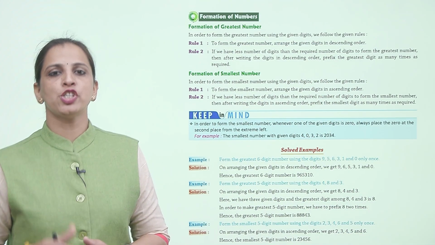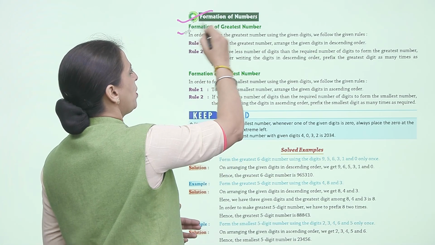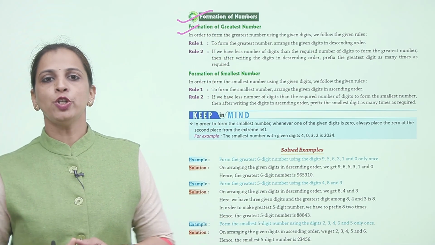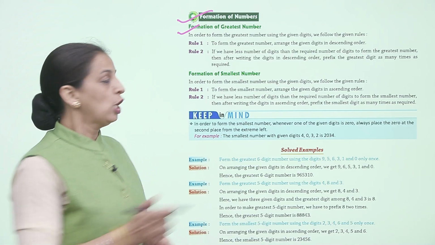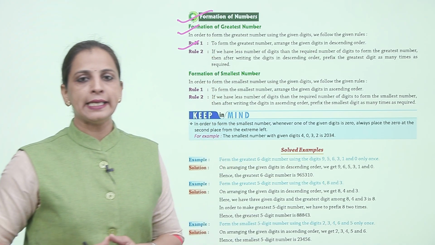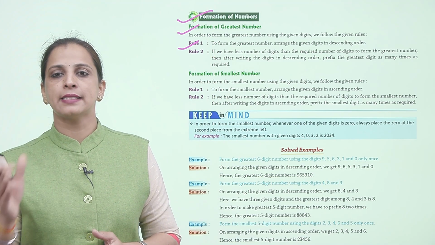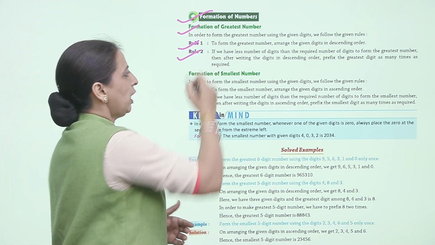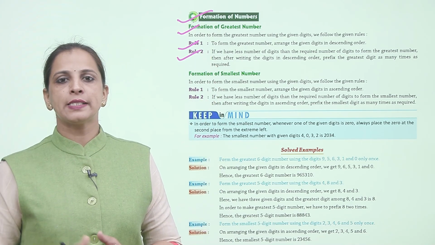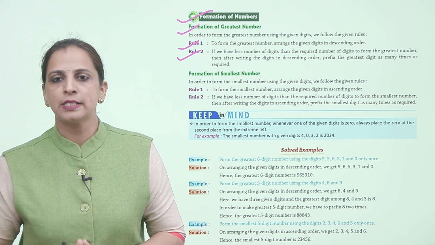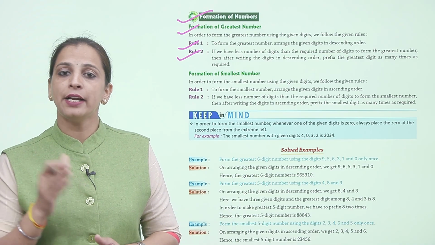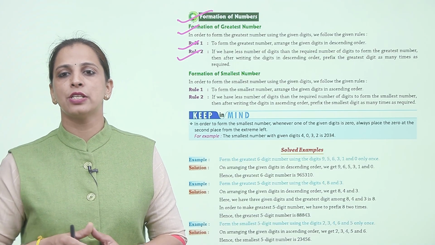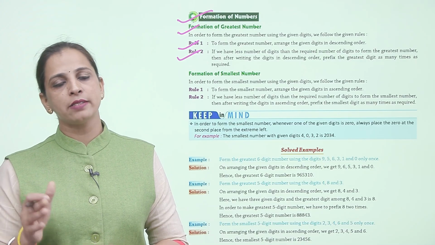Now next is formation of numbers. Formation of greatest number. In order to form the greatest number using the given digits, we follow the given rules. Rule 1. To form the greatest number, arrange the given digits in descending order. Rule 2. If we have less numbers of digits than the required number of digits to form the greatest number, then after writing the digits in descending order, prefix the greatest digit as many times as required.